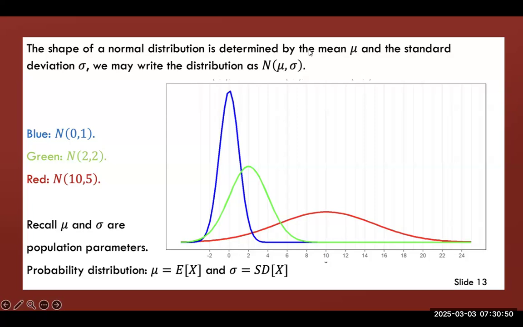The blue graph has a standard deviation of 1. The green graph has a standard deviation of 2. And the red graph has a standard deviation of 5. These are probability distributions, and so the mean is the expected value, and sigma is the standard deviation of the probability distribution.